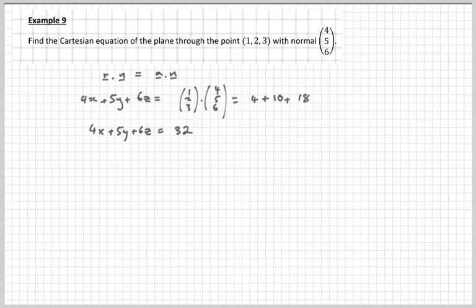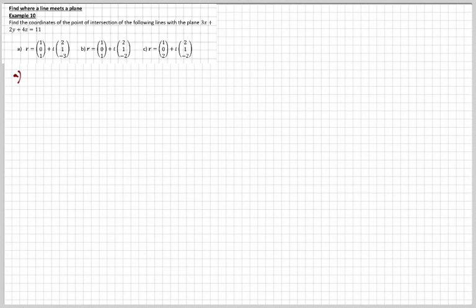So this is the vector equation, or sorry, the Cartesian equation of the plane, where n is the normal to the plane, and a, 1, 2, 3 is the position vector of a point on the plane. So it becomes very nice, very easy. Okay, moving on. The next example is a bit longer, because there are 3 parts to it.